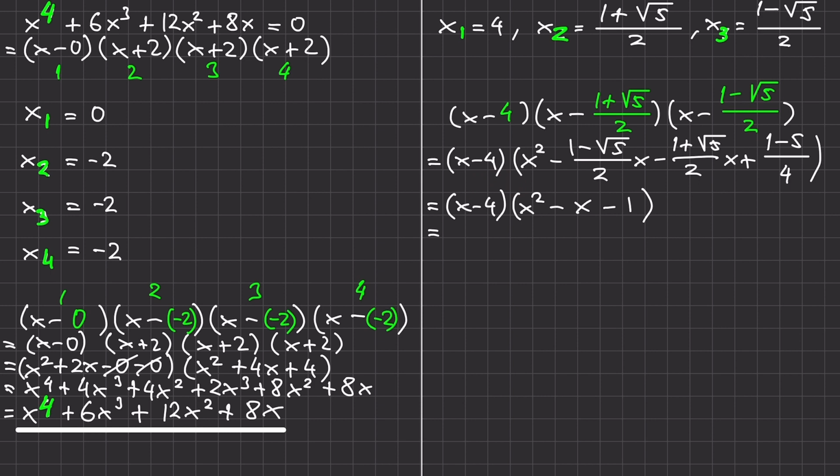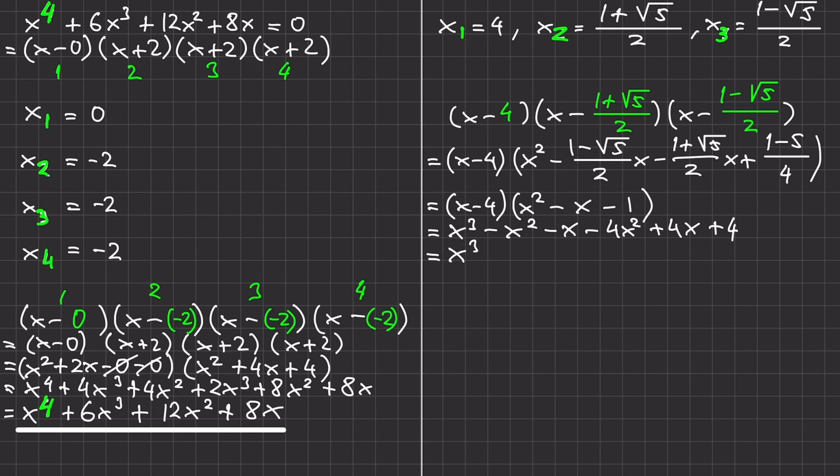X times x squared is x cubed. X times negative x is negative x squared. X times negative 1 is negative x. Negative 4 times x squared is negative 4x squared. Negative 4 times negative x is 4x. And negative 4 times negative 1 is 4.